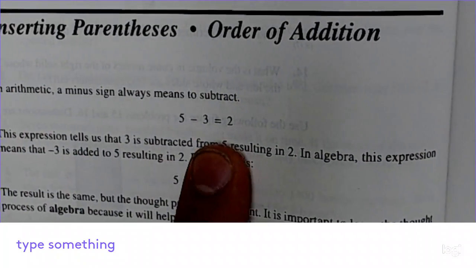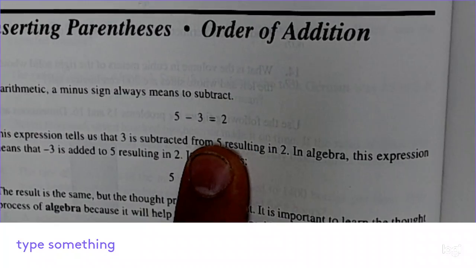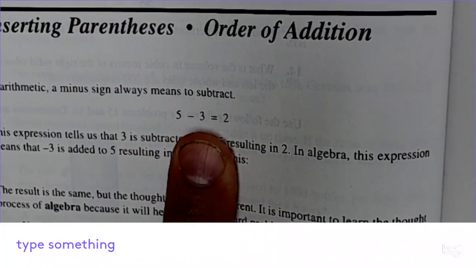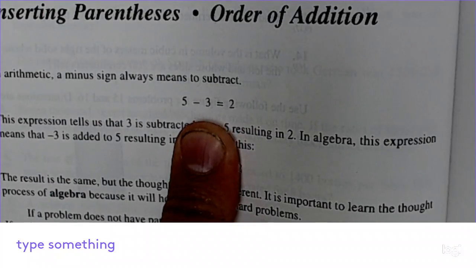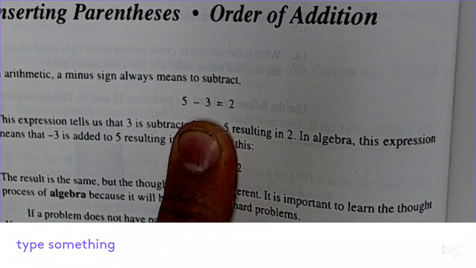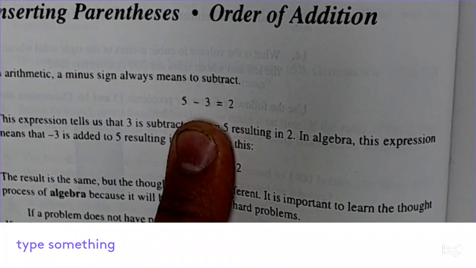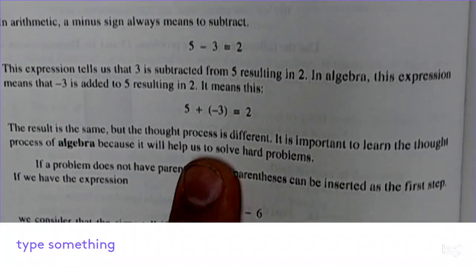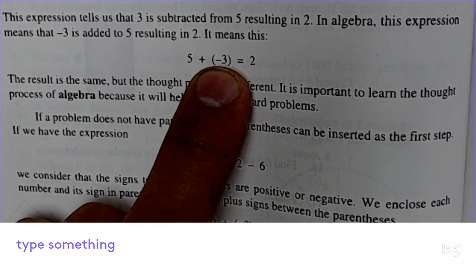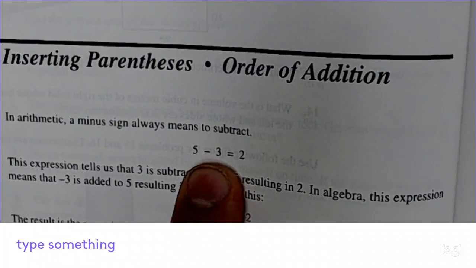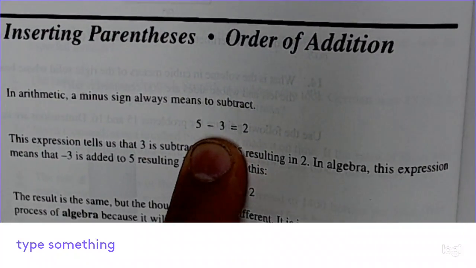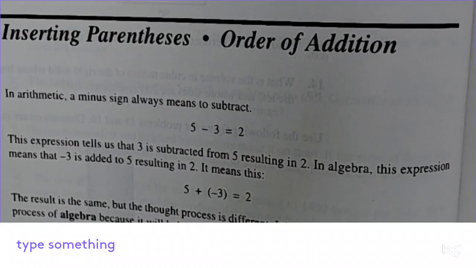Anyways, so here I've got 5 minus 3 equals 2. That's an old-fashioned subtraction problem. Now, instead of doing that, what I would say algebraically is 5 plus negative 3 would equal 2. And the way I would do that would be by mentally inserting parentheses around the sign that shows up in front of the 3 and then putting a plus sign in front of it.